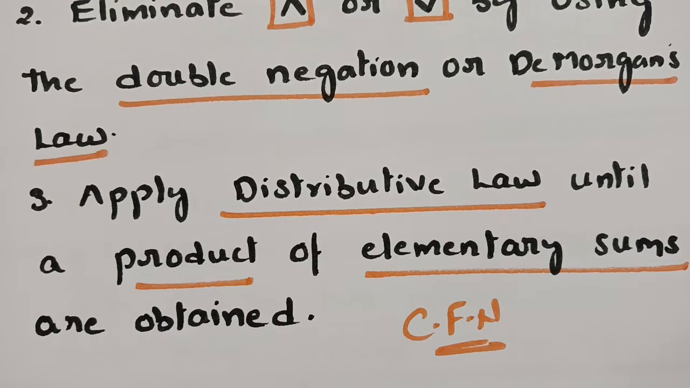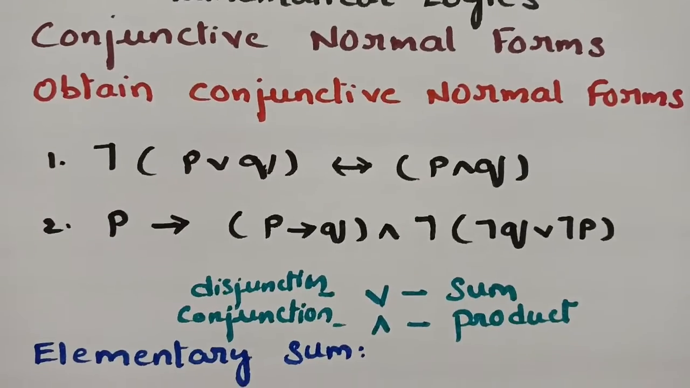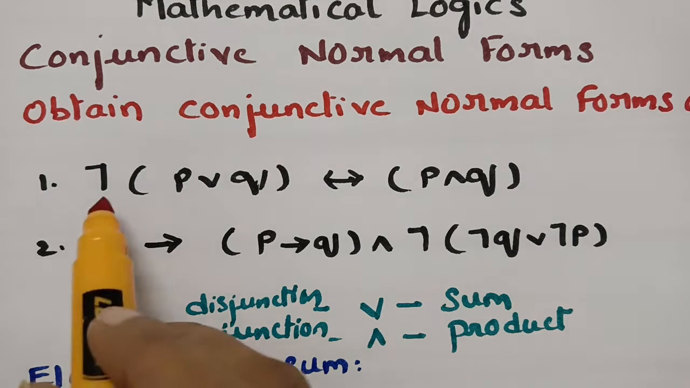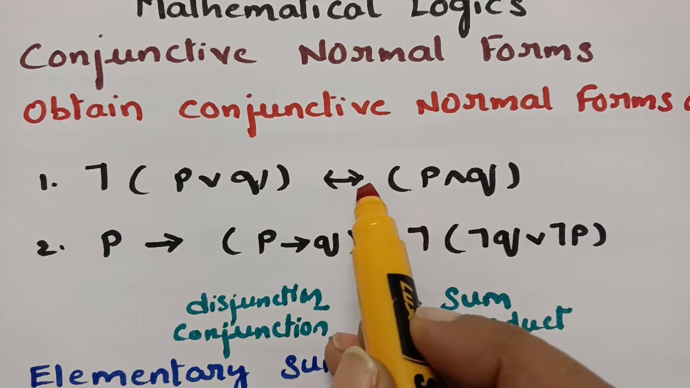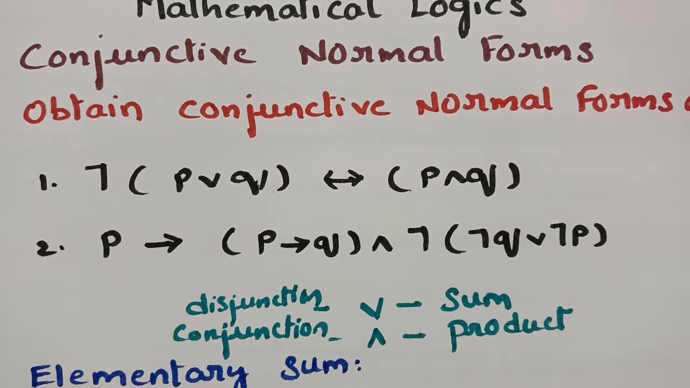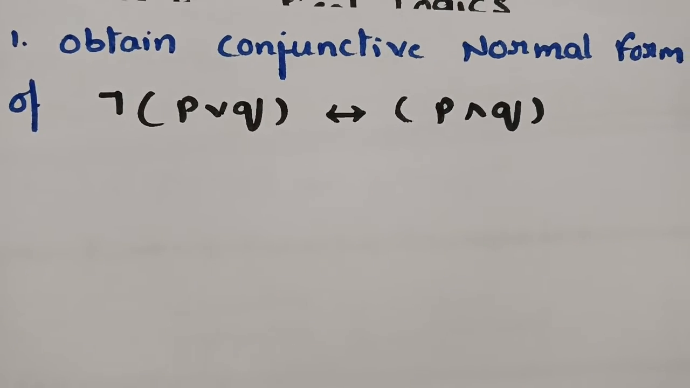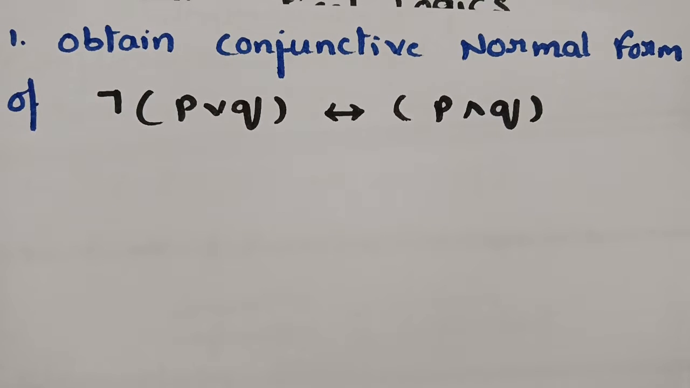And the first example here is, see, this is also the most important question. The first thing is negation of (P or Q) double implies (P and Q). We have to obtain the conjunctive normal form for the given equivalence formula.